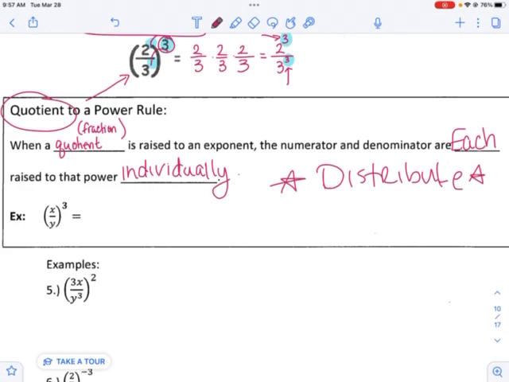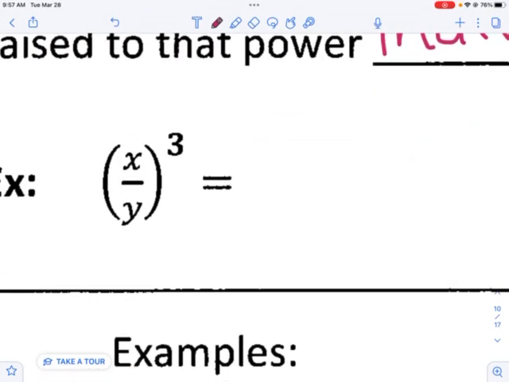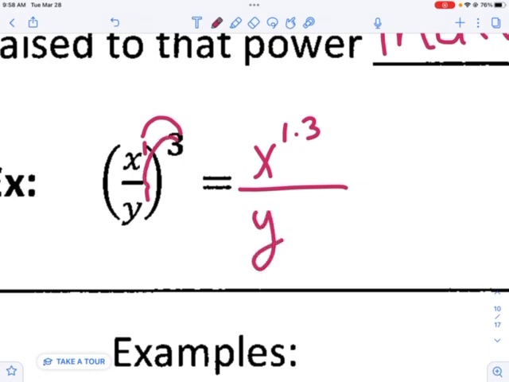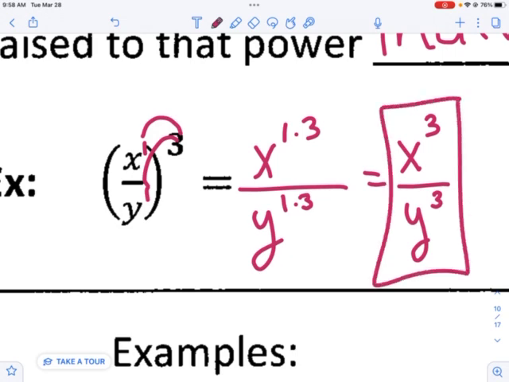All right, let's look at this example. I always put in my invisible exponents of 1. If there's another exponent, you don't put 1 in. But now, my quotient to a power rule says I can do x to the 1 times 3 over y to the 1 times 3, or 3 times 1. But I should end up with x cubed over y cubed. And that would be my final answer. Again, you think distribute.